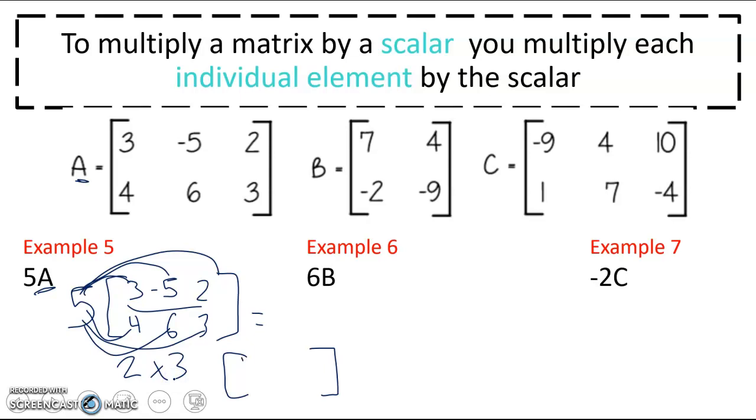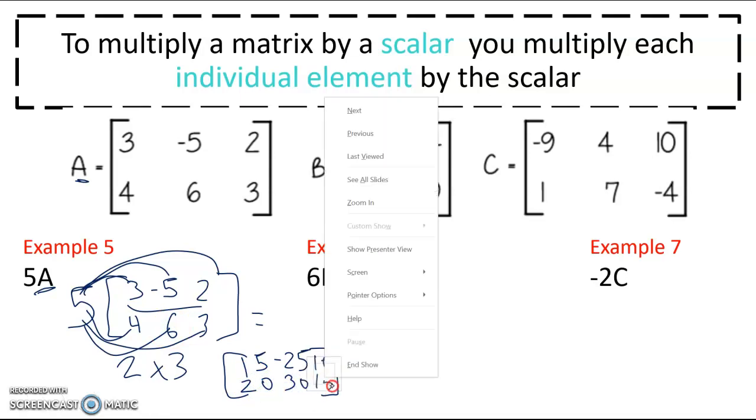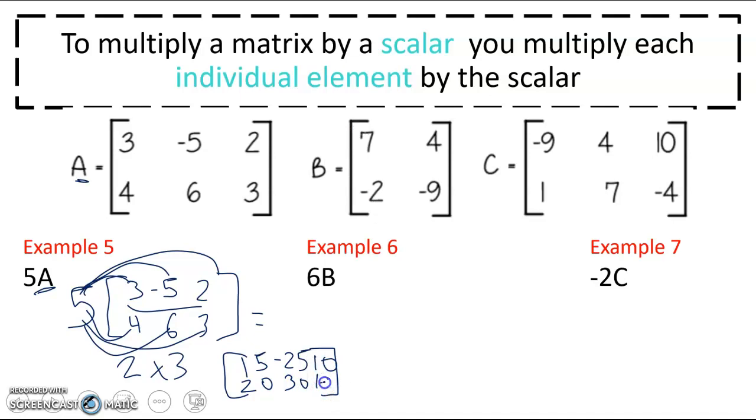Just multiply it out. You got 5 times 3, that gets you 15. 5 times a negative 5 is a negative 25. 5 times 2 is 10. 5 times 4 is 20. 5 times this 6 right here is 30. And then 5 times 3 is 15 again. And that little dot in there is supposed to be a 15.